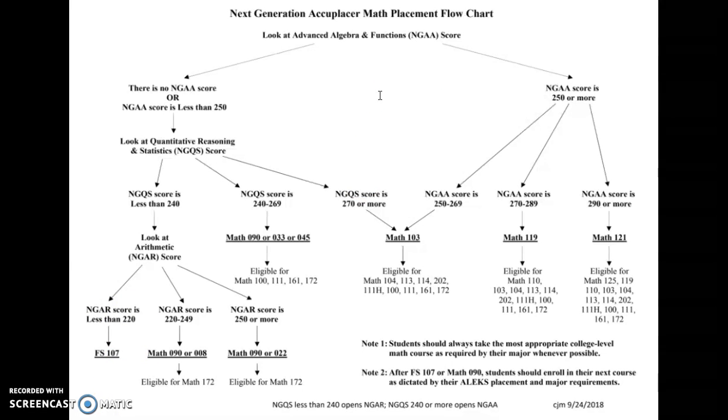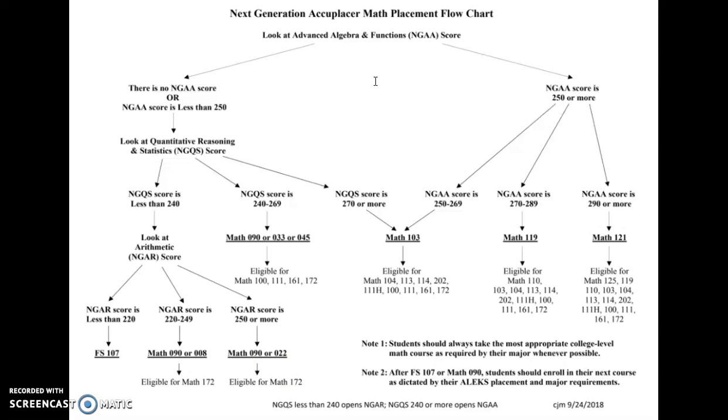Here's another example. A student has a score of NGQS 220 and NGAR 255. Again, since the student does not have an NGAA score, we will look at the NGQS score, which is 220. Again, we will go to the left side of the chart under less than 240. Now we will look at the arithmetic score, which is 255. Here we will move to the right side of this area, and this student will place into Math 022 or 090. The student is also eligible for Math 172.